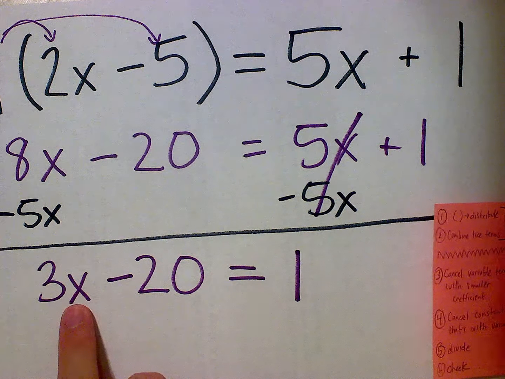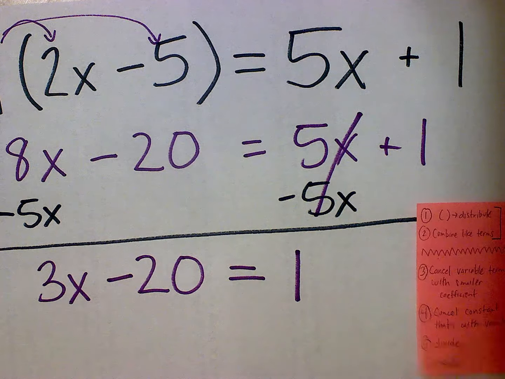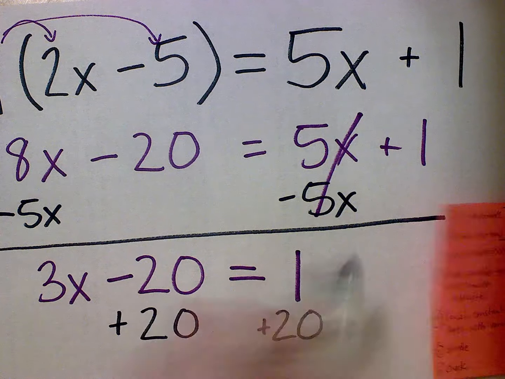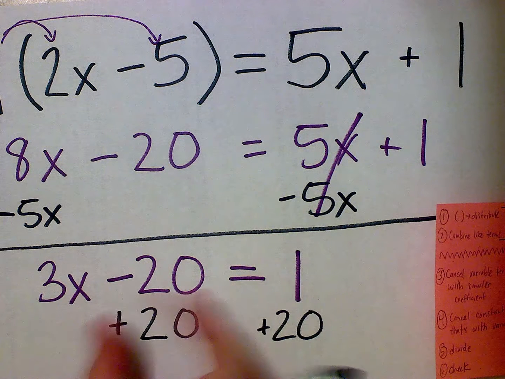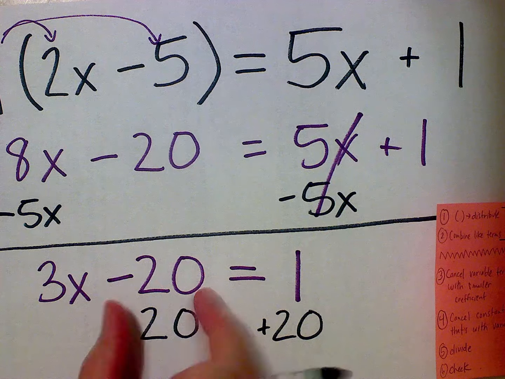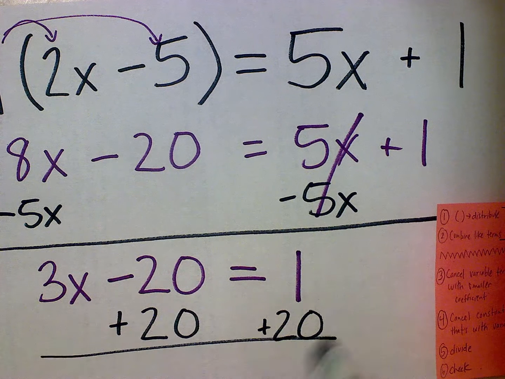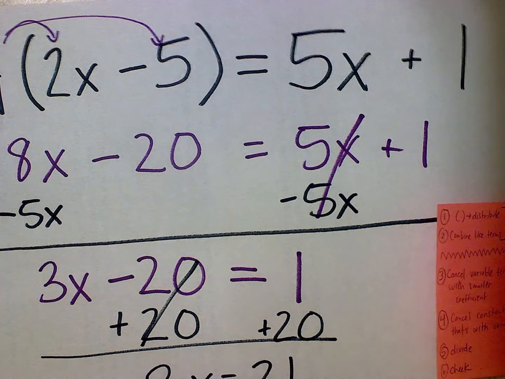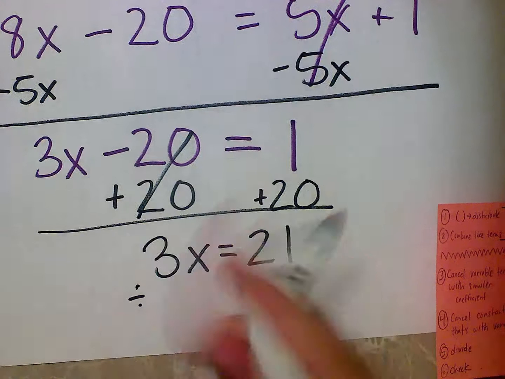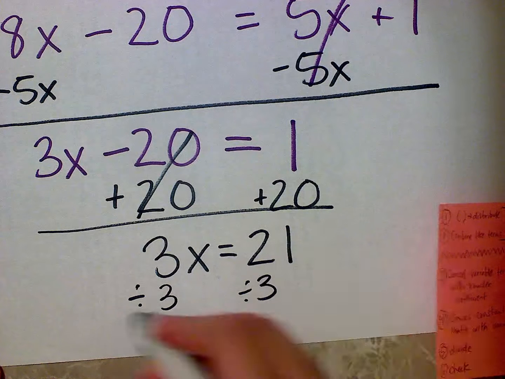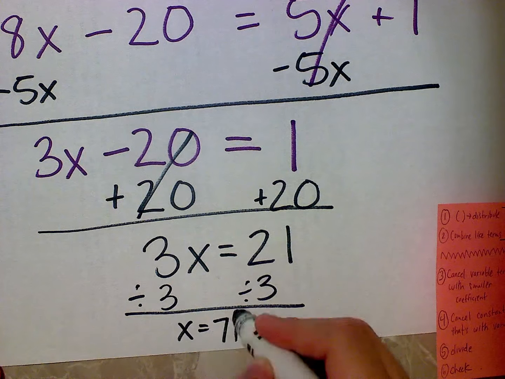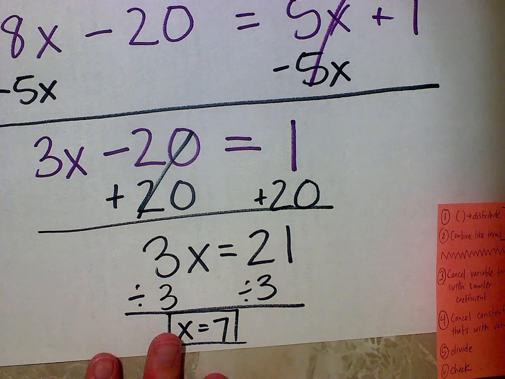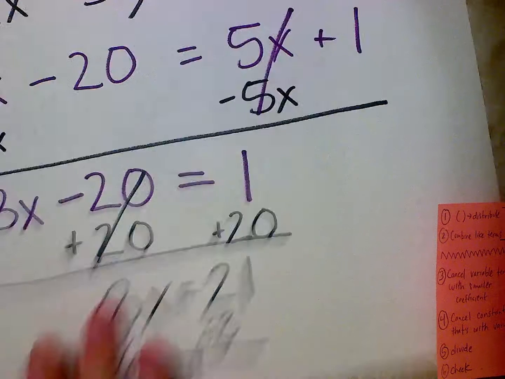Next step. Here's my variable. I want it by itself. So I'm going to cancel the constant that's with the variable. Right, this was a minus 20. This was a constant, right? It's a coefficient. So I'm talking about the constant, the number without a variable being multiplied by it. Minus 20, the opposite is plus 20. I get 3x equals 21. So now, when I divide by 3, I get x equals 7. If you have questions on this, ask, right? Definitely ask.